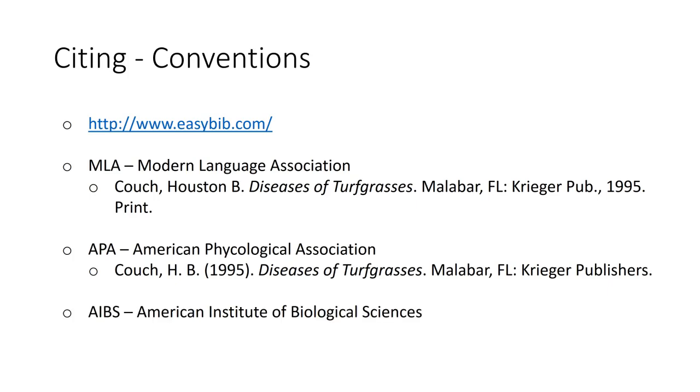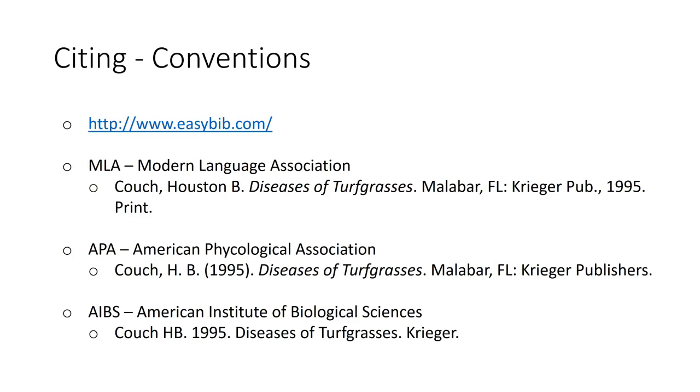This is the AIBS, American Institute of Biological Sciences, which many of the scientific journals that we use will use as a basis for citation. And in this particular case, it says Couch, HB, 1995, Disease of Turf Grasses, Krieger. It doesn't give you location. There's no punctuation after the names. Which one's correct? They're all correct. But when you do it, pick one and stay with it.